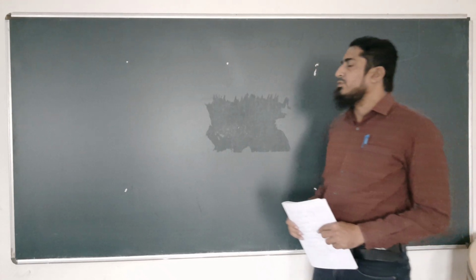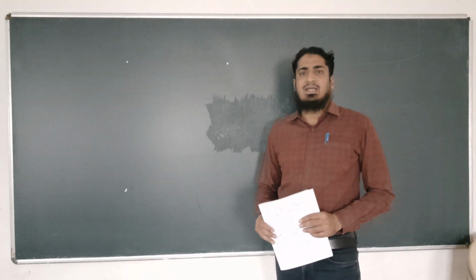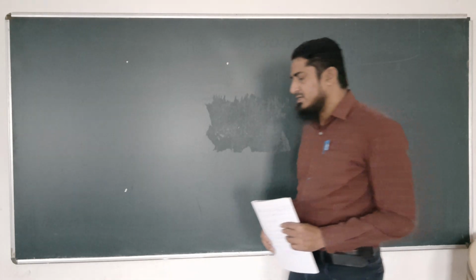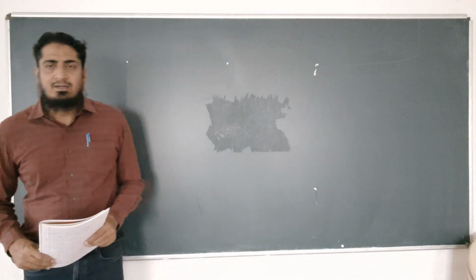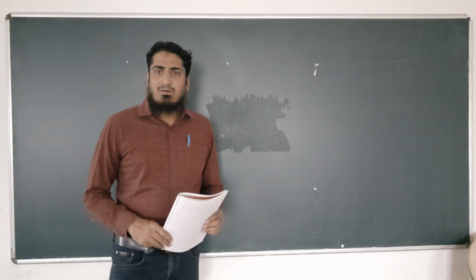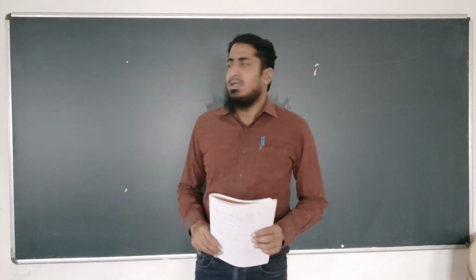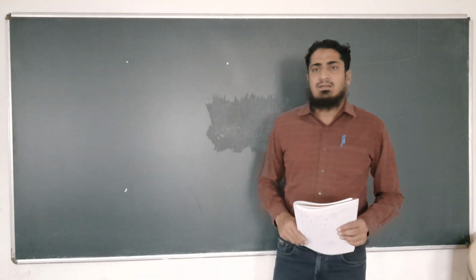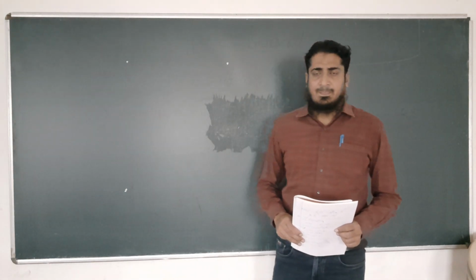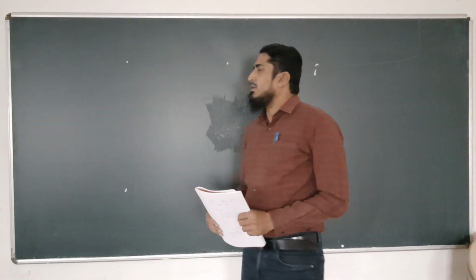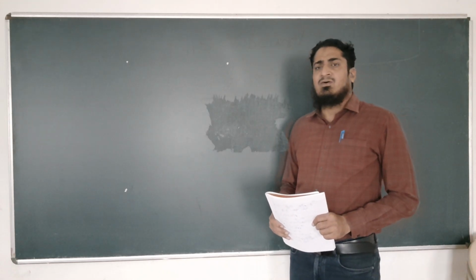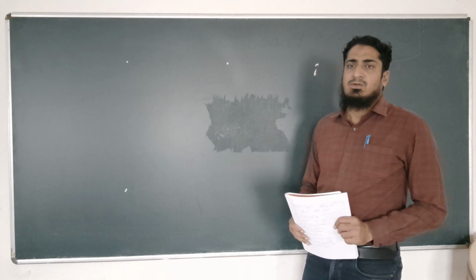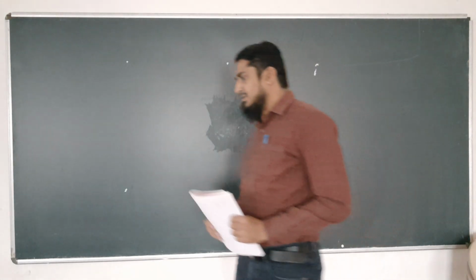Today we will learn some examples on beta and gamma function, in which we have studied some definitions and different forms of beta and gamma function, and we have seen the relation between beta and gamma function. Now we will study the application of beta and gamma function to solve many examples.